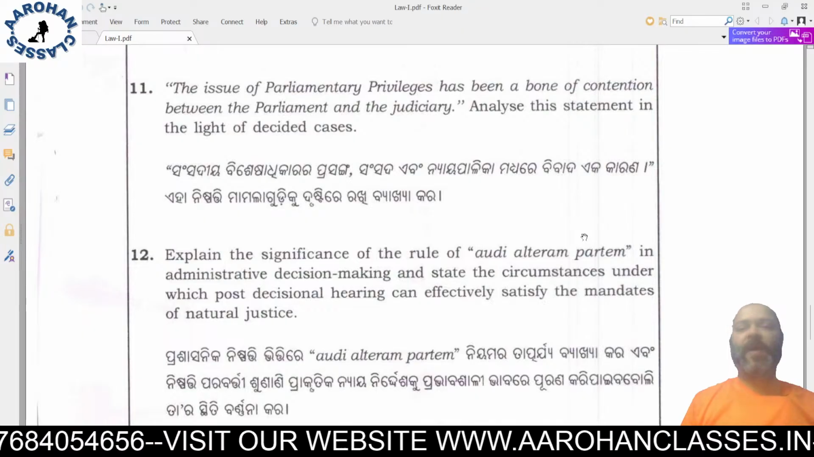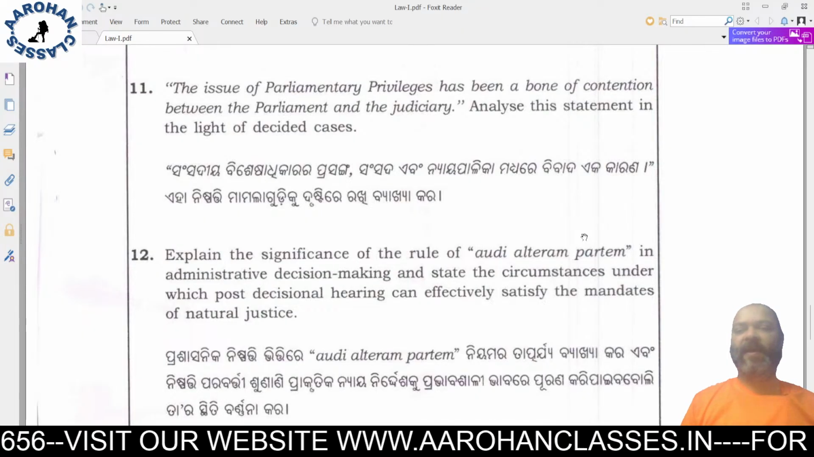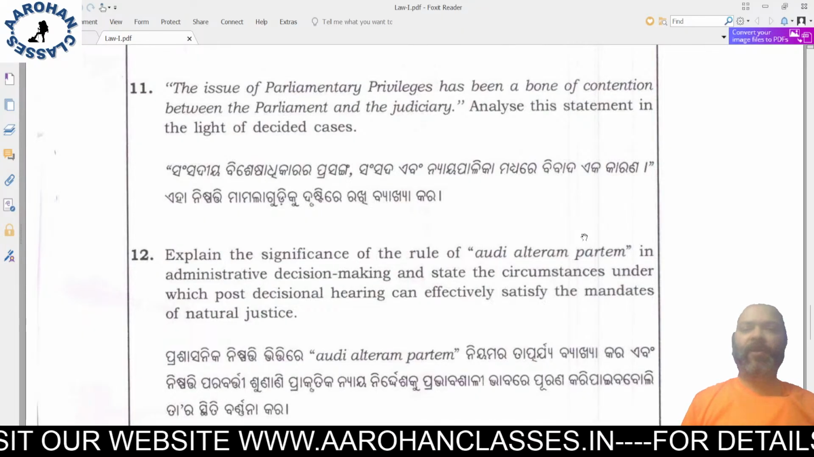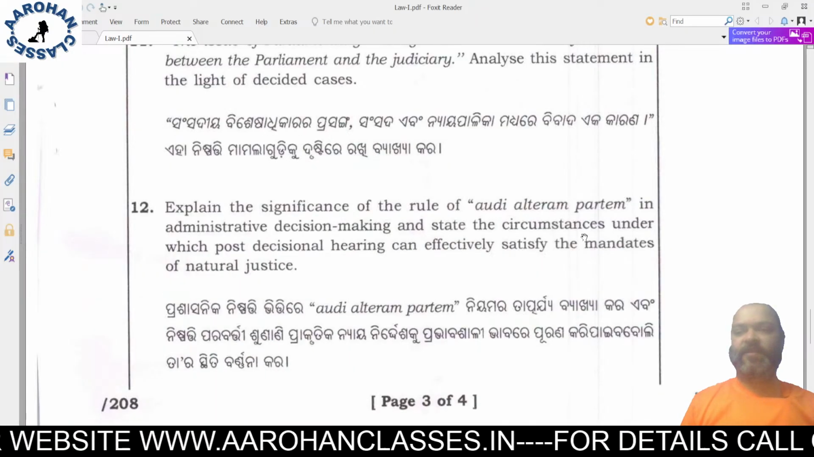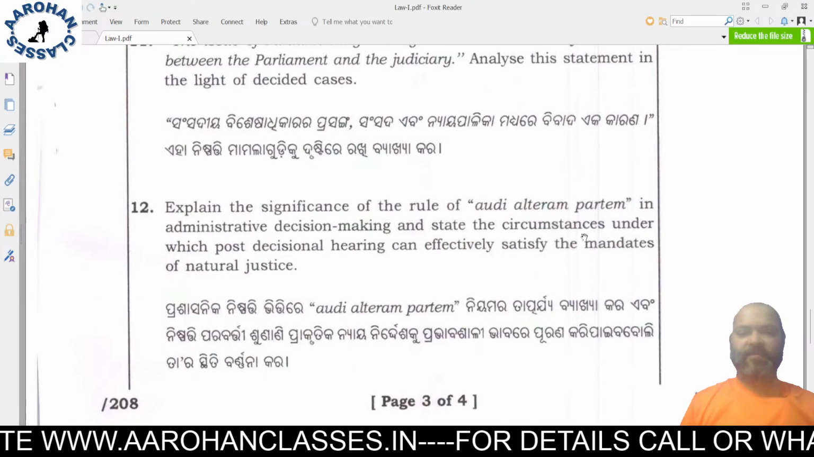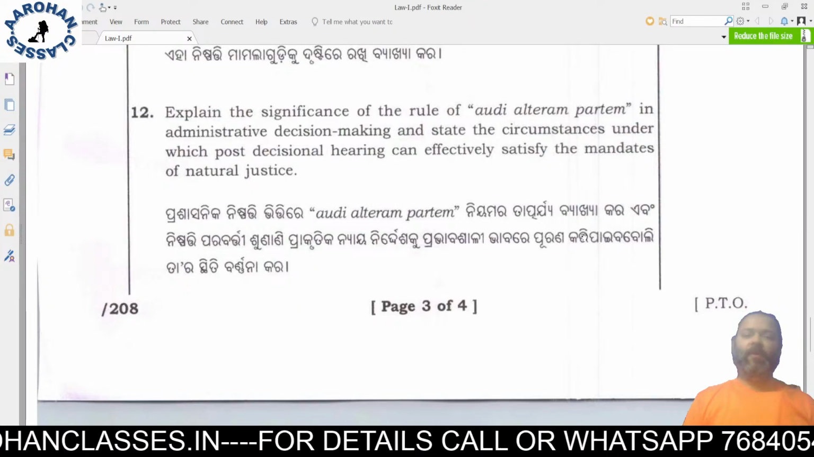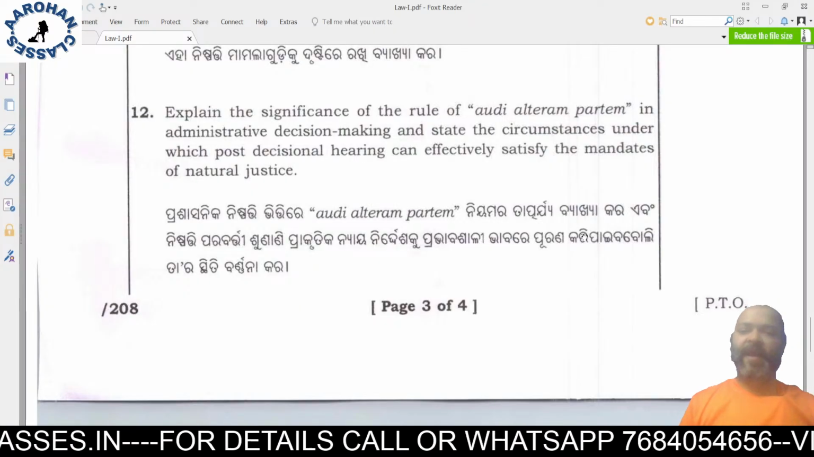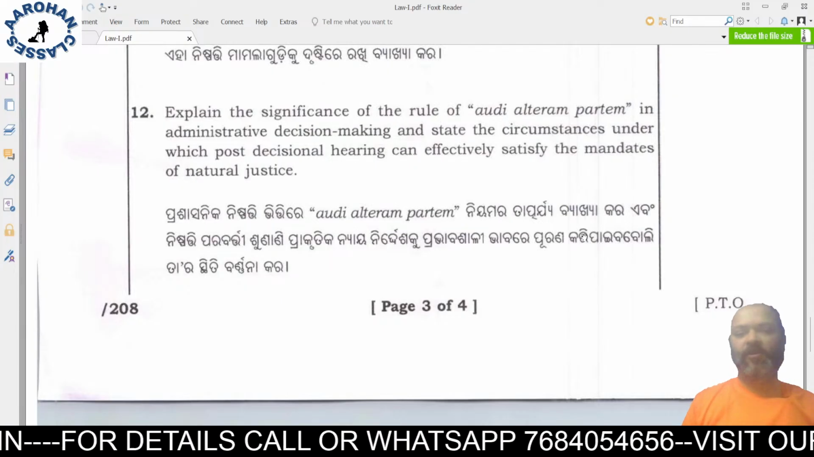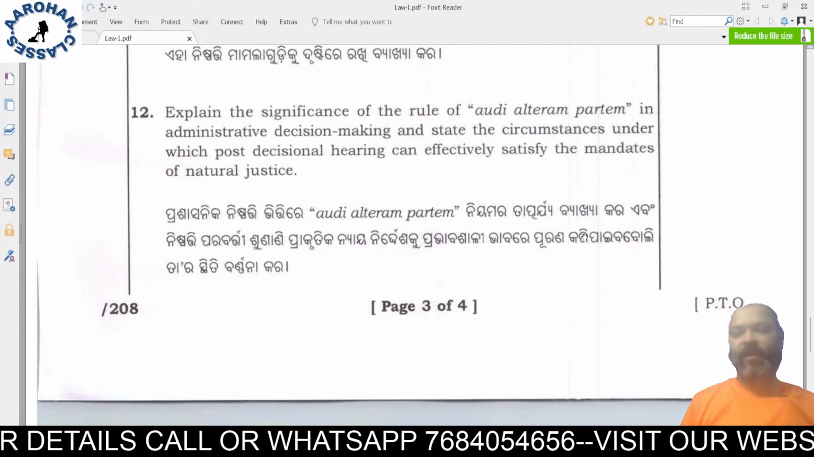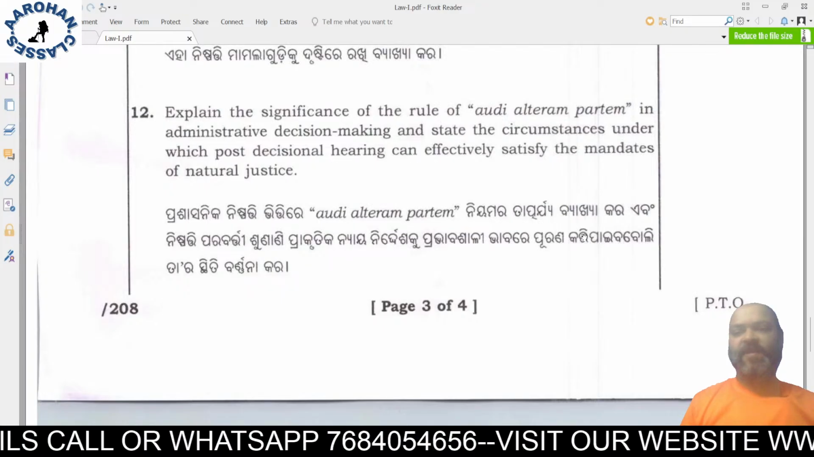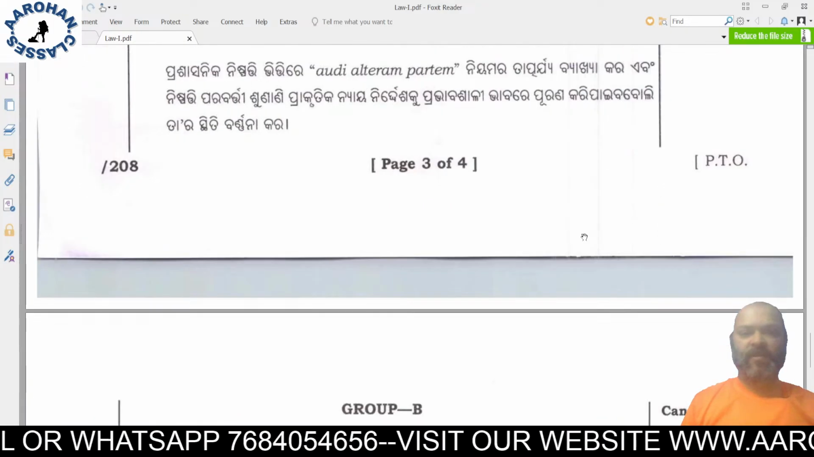The issue of parliamentary privileges has been a bone of contention between Parliament and judiciary. Analyze the statement in light of decided cases. Explain the significance of the rule of audi alteram partem in administrative decision making and state the circumstances under which post-decisional hearing can effectively satisfy the mandate of natural justice.